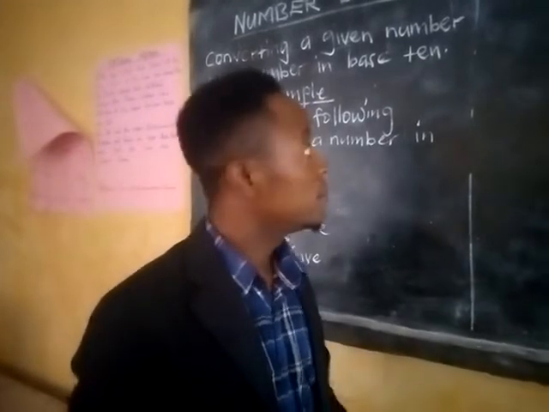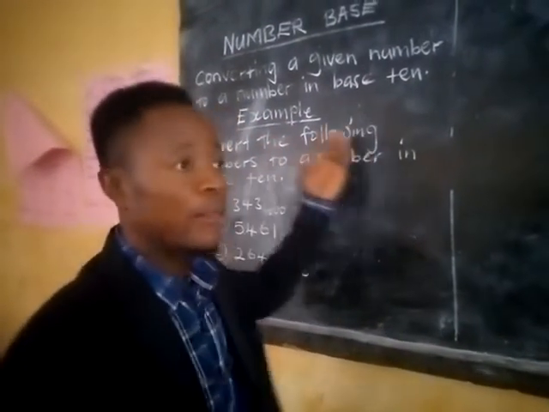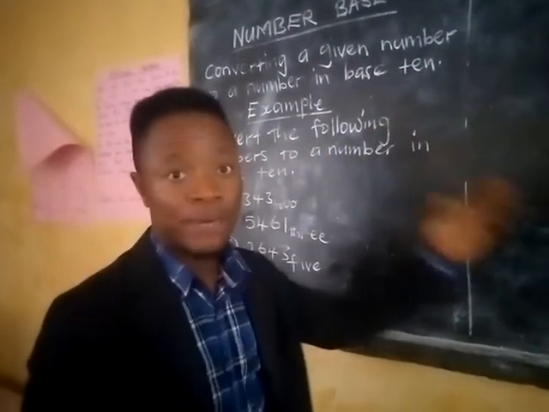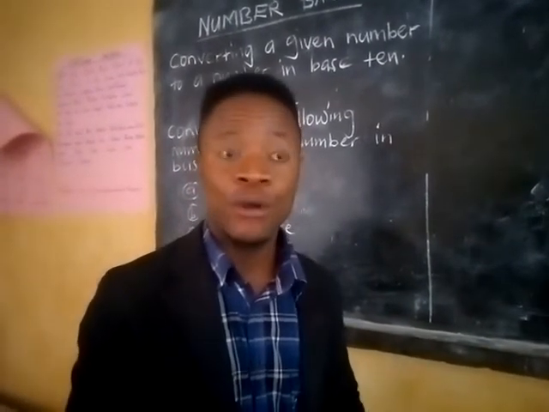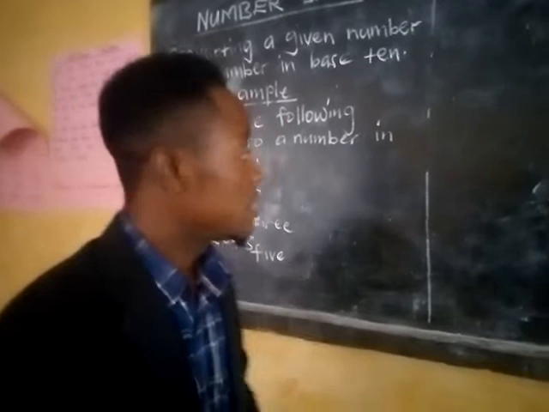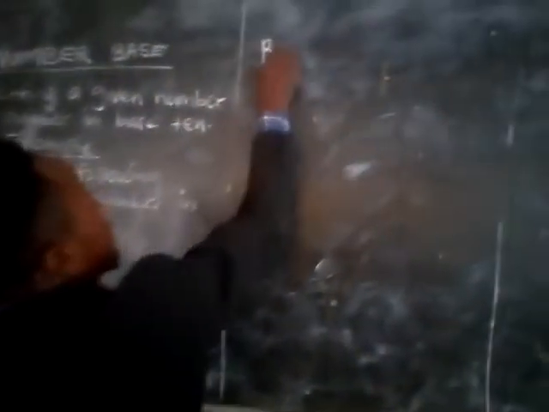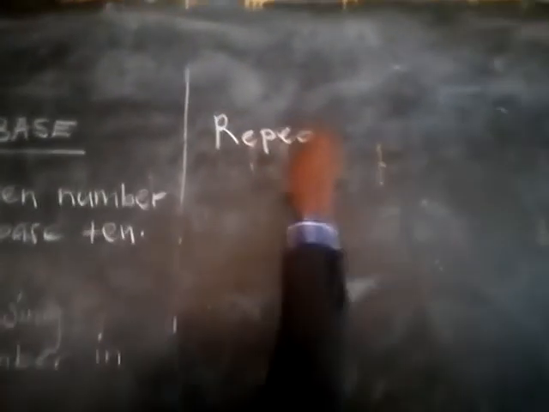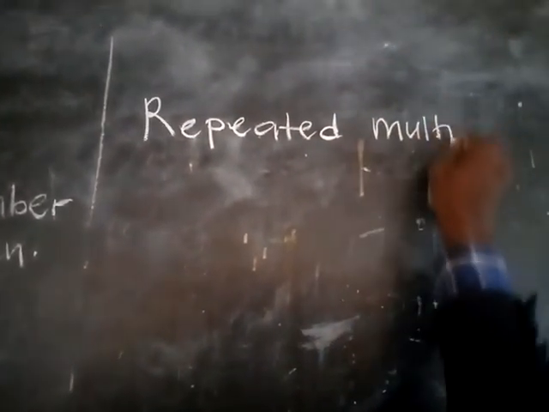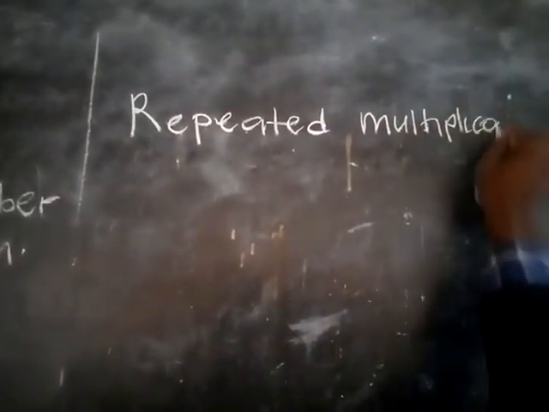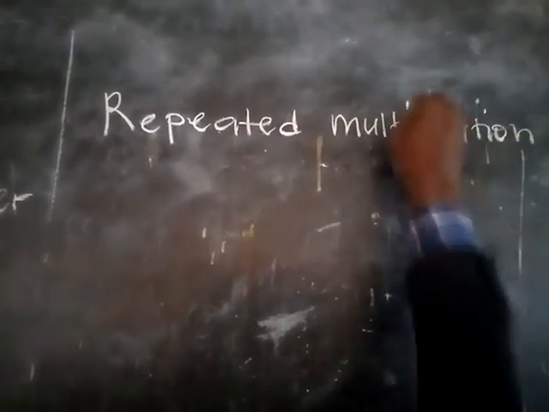In the first video, we tried to convert a number to base 10 using the expansion method. In this video, I will be treating the other method, which we call the repeated multiplication method.